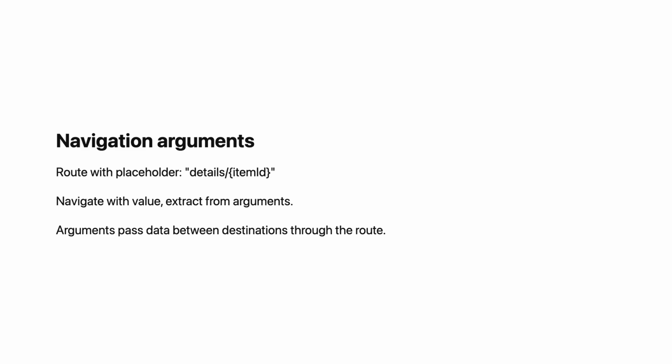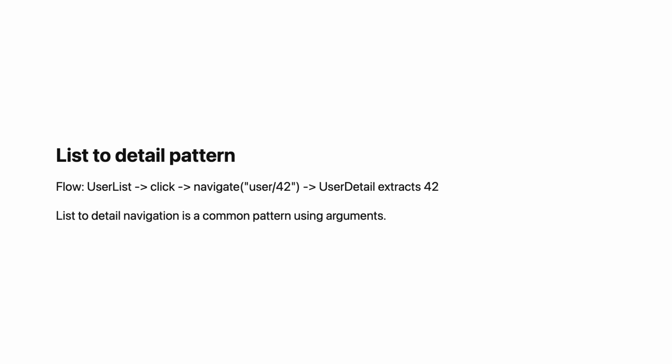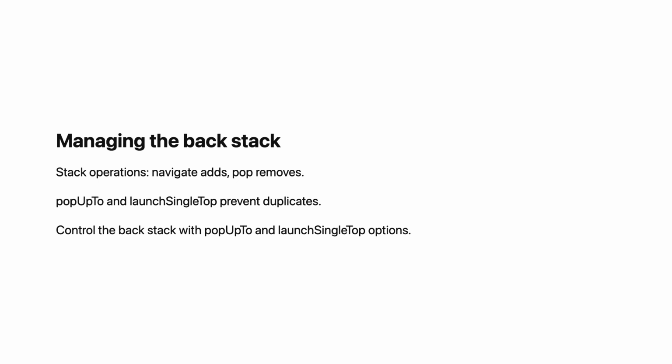Arguments can be required or optional, and typed. Consider a user list navigating to user details. NavHost { composable("users") { UserListScreen(onUserClick = { userId -> navController.navigate("users/$userId") }) } composable("users/{userId}") { entry -> val id = entry.arguments... UserDetailsScreen(id) } }. The user clicks an item, navigates, and the detail screen extracts the ID and uses it. This is a common pattern: list to detail navigation with a passed identifier.